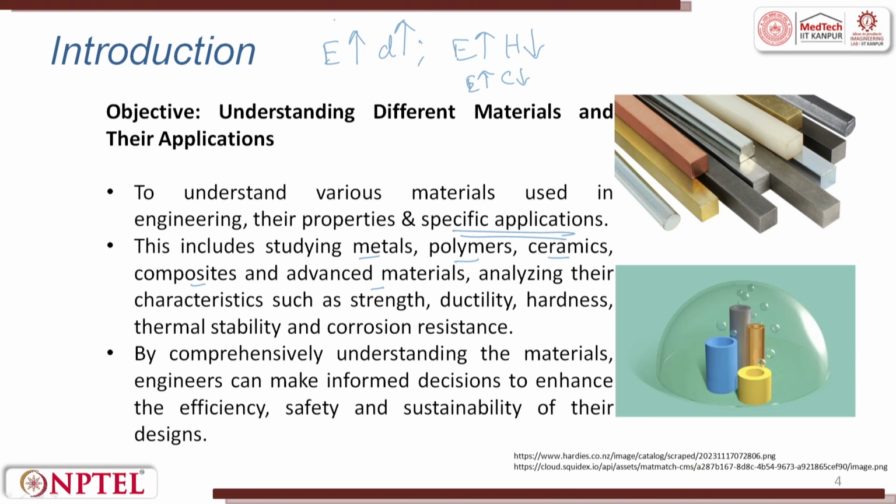So, when that has to come into existence, we are looking at advanced materials, wherein a combination of metals and ceramics is tried. Analyzing their characteristics such as strength, ductility, hardness, thermal conductivity and corrosion resistance are major characteristics which are to be evaluated. By comprehensively understanding the material, engineers can make informed decisions to enhance the efficiency, safety and sustainability of the products.